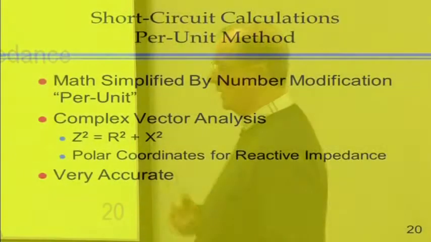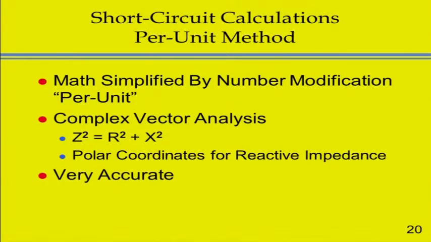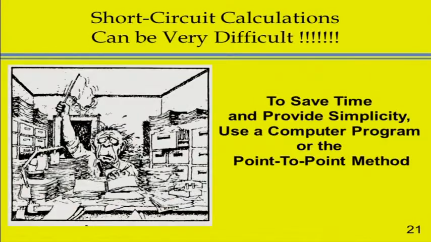And then we look at various types of equipment beyond that. The per unit method makes it a little simpler because of the changing of the decimal point, makes the math a little easier, but it's basically the same calculations. And then today, most of the time, to provide simplicity so that people aren't spending all their time doing math, they either use a computer program or many times use the simplified point-to-point method to do the calculations.